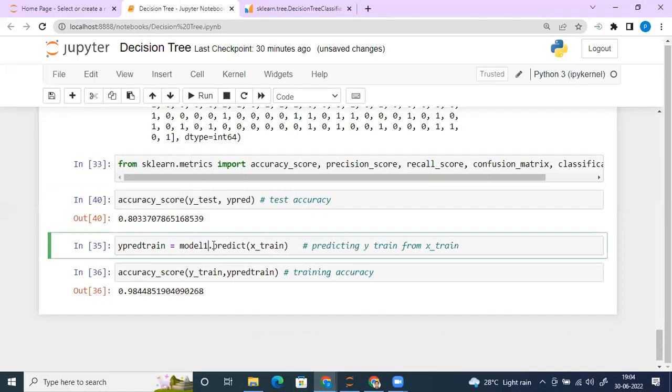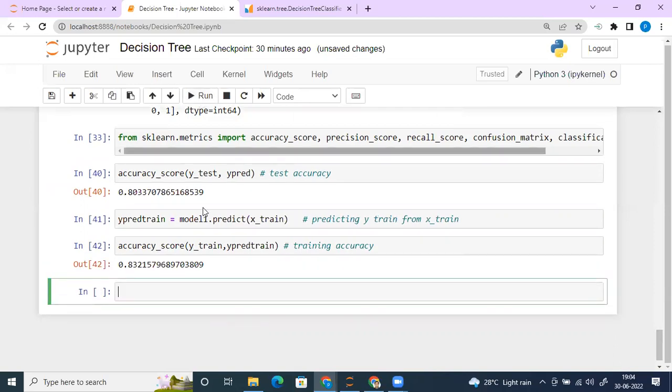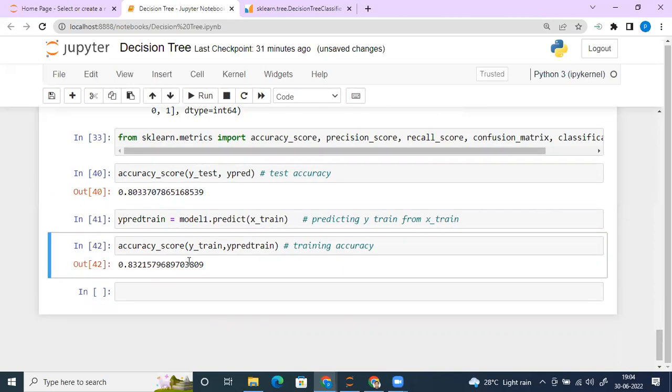Model 1 dot predict. This will dip because you are not giving it a chance to learn everything. Right? That's why even this will decrease this time. See, it decreased because you didn't allow it to learn everything. You said, okay, you have to stop once the depth of the tree is 3. You don't allow it to go further again.